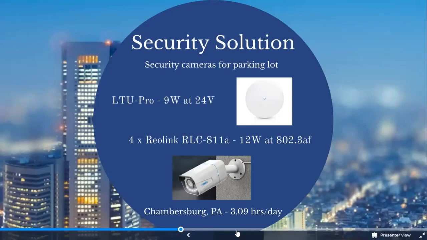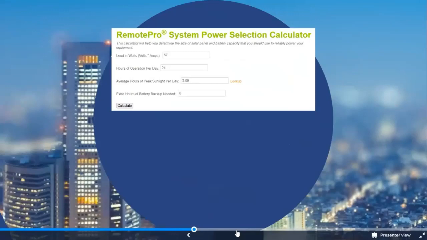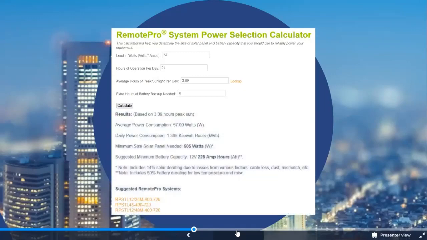Again, just using our database to figure out the peak sunlight, we can plug that into our calculator. That was a total of 57 watts. Notice I didn't add a switch; I will cover that. 24 hours of operation, 3 hours of peak sunlight. Calculate, and it tells us we need at least 500 watts of solar and a 220 amp hour battery bank. Our suggested system would be the RPSTL, a large steel enclosure, with a couple different options on the voltage output.